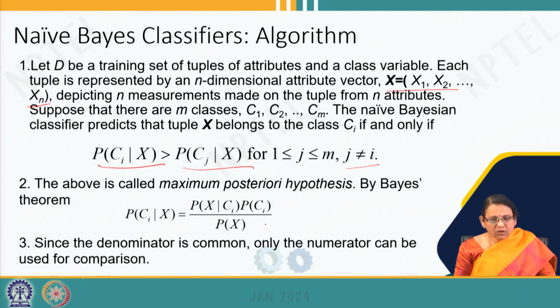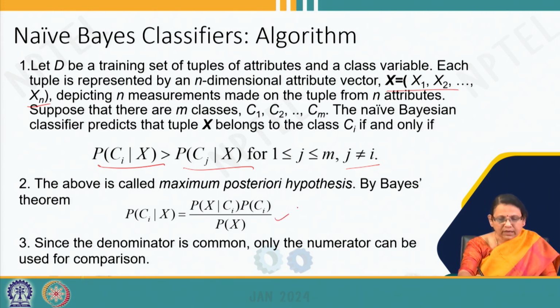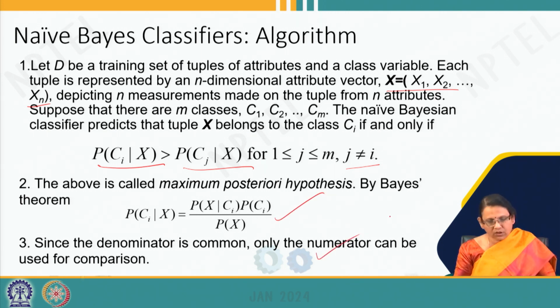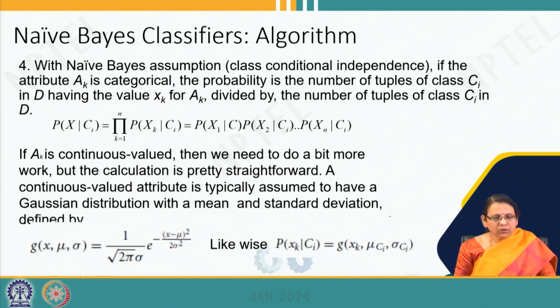Now this above is called the maximum posteriori hypothesis by Bayes theorem. We know that this is true since the denominator is common, only the numerators can be used for comparison. This we have also seen. Now this is the naive Bayes assumption.